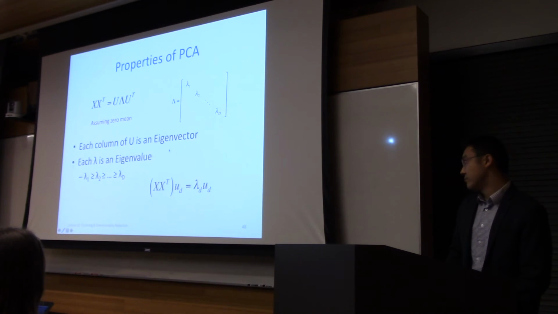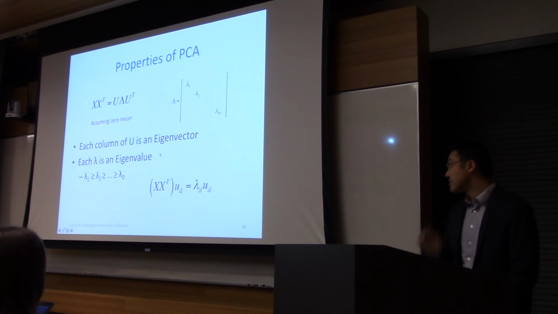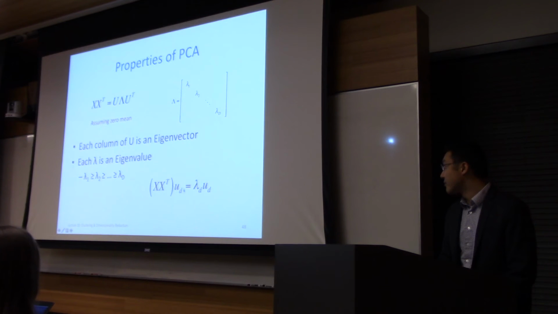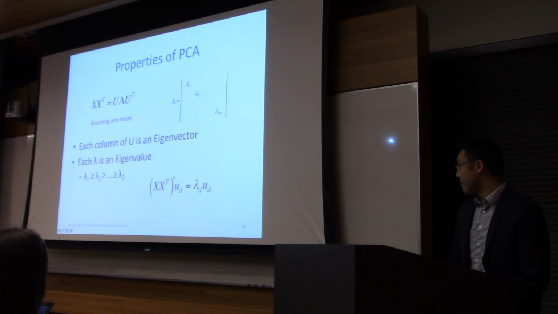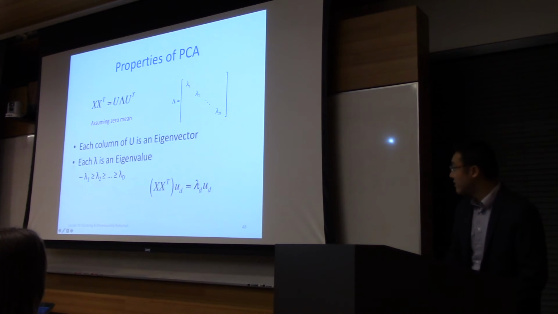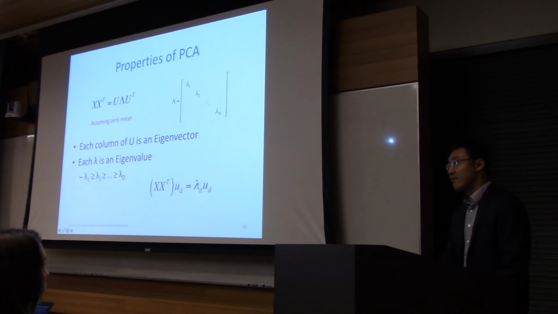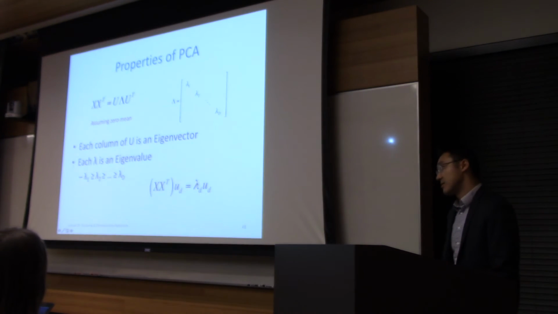And what eigenvalue and eigenvector means simply is that for any u, any column of this U matrix, if we multiply this original matrix, the data matrix, where we look at the covariance of the features, by that matrix, we get the same vector back in the same direction, scaled by its corresponding eigenvalue. That's simply the definition.